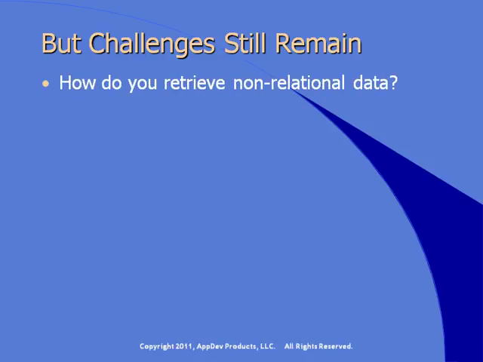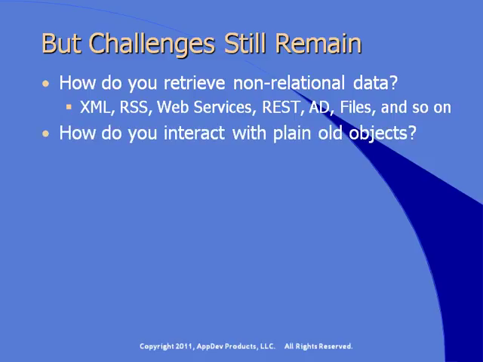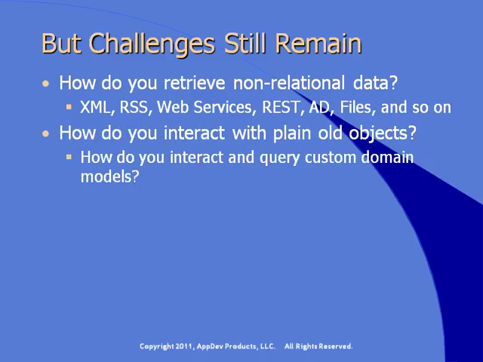How do you work with non-relational data? Maybe you want to work with XML data, or data that's coming in from an RSS feed, which is XML data, web service data, or REST service data, Active Directory, or files, or any sort of static data. What do you do? How do you interact with just a collection of plain old objects? How would you interact and query any custom domain model? That's really the question here.